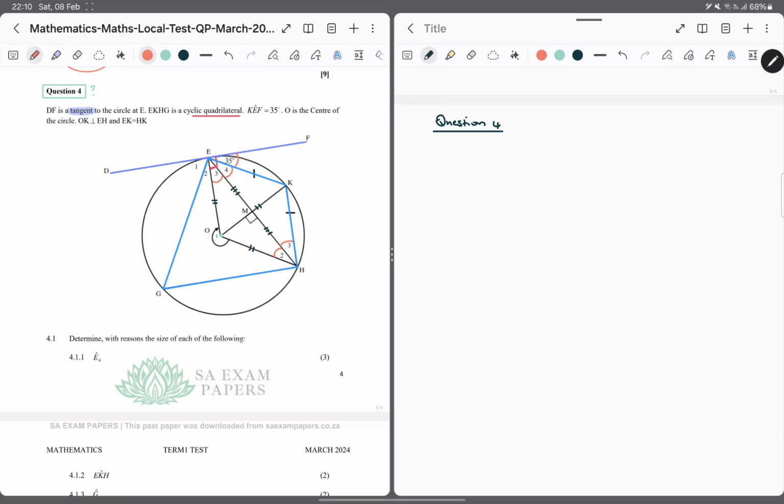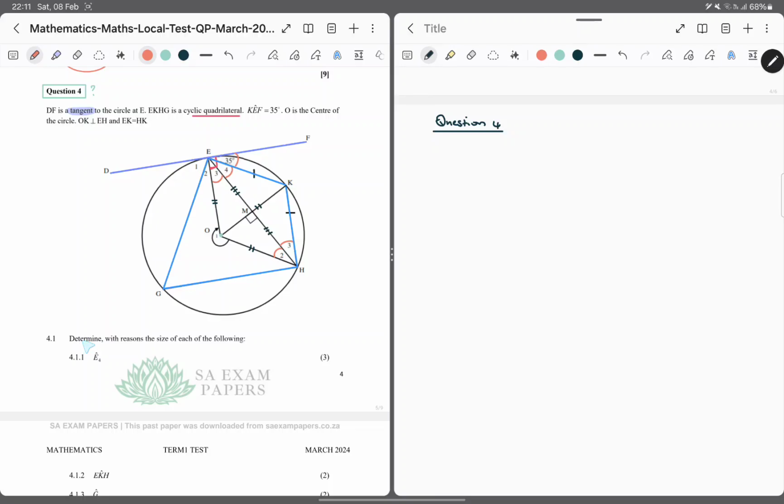Can you see? Few questions can be asked. Prove that EH bisects angle KEO or OEK. It can also be asked that prove that EK bisects essentially HEF. So there are so many questions we can create from this diagram. Does this diagram look familiar? A little bit. But let's leave that for now. What else can we say?